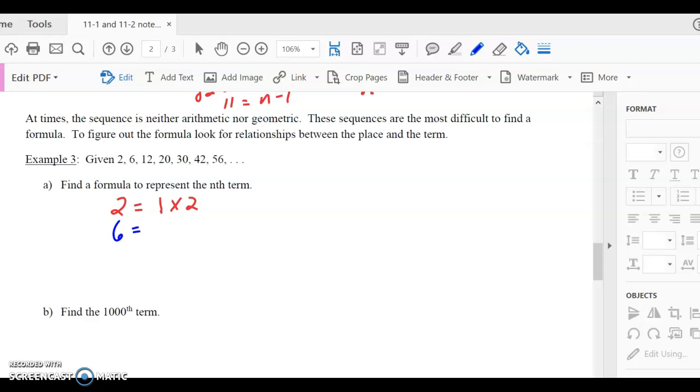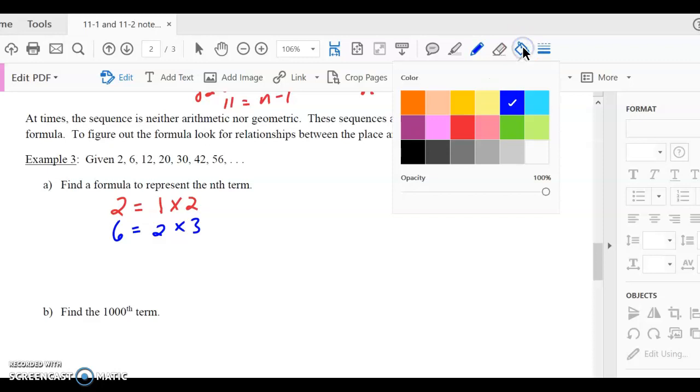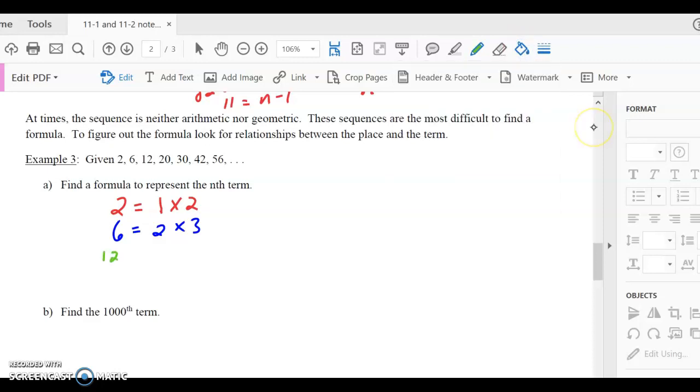6 would equal the second spot times 3. 12 would equal the third position or spot times 4.